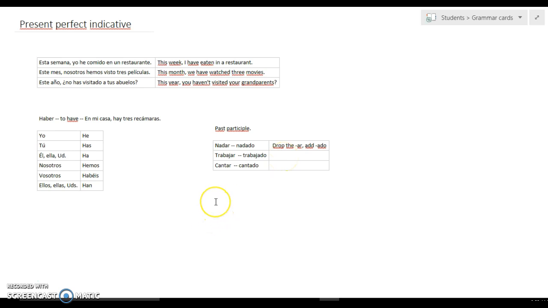What about ER and IR verbs? Okay. Comer, vivir. Let's see. I'm not going to use escribir. Vivir, comer, vivir.